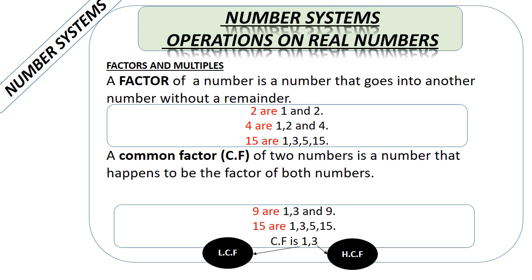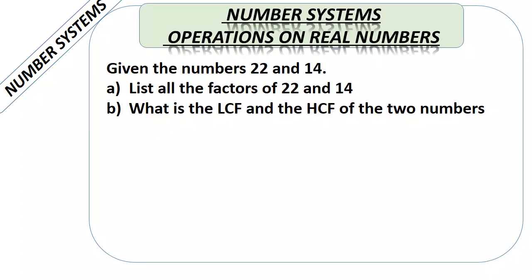Okay, let's continue. Actually, before we can go to the other part, which involves multiples, let's do a simple example. Given the numbers 22 and 14, question A: list all the factors of 22 and 14. B: what is the lowest common factor and the highest common factor of the two numbers?